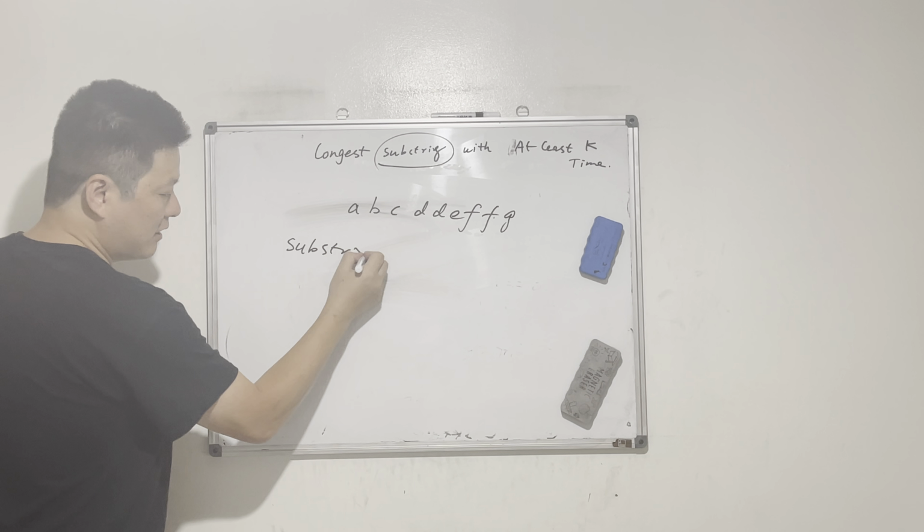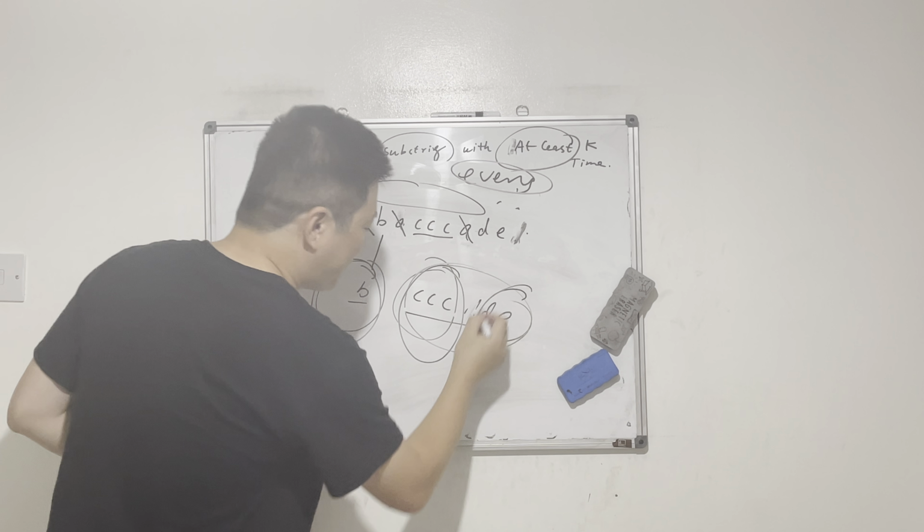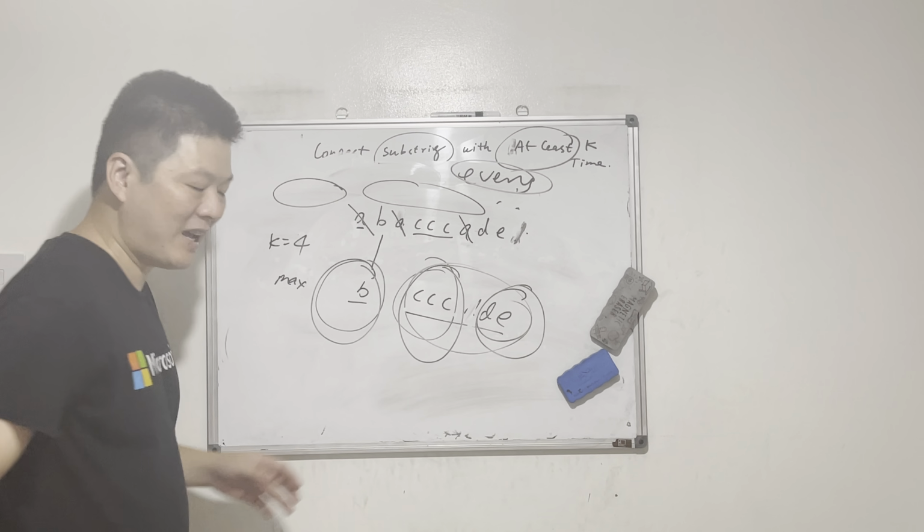But say we have K equals 4, and then we have another A here. A still appears 3 times, and then we can split into CCC and DE, right? 3 parts. So what does it mean? The answer, the longest substring with every character appearing at least K times, must be in these. We just need to solve these 3 parts. And how do we solve these 3 parts? We can do this recursively, right? So we are dividing the bigger problem into smaller ones.